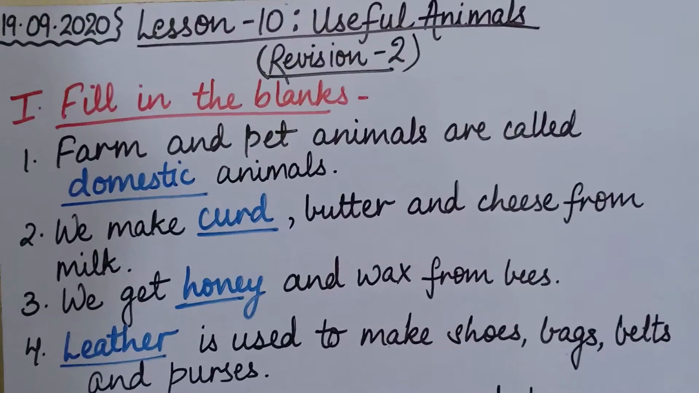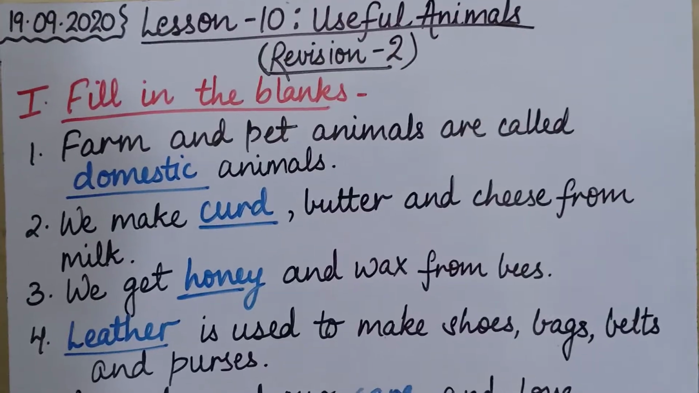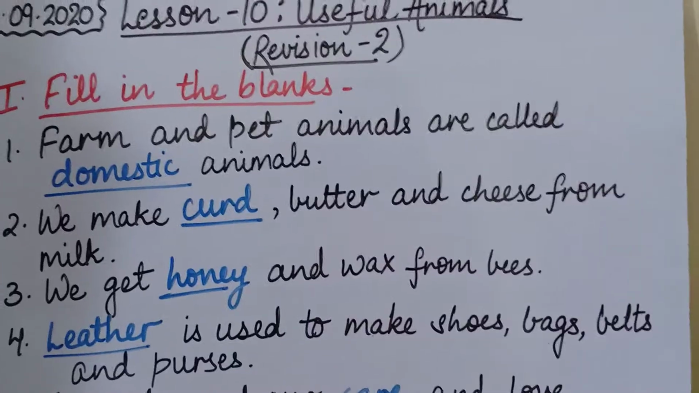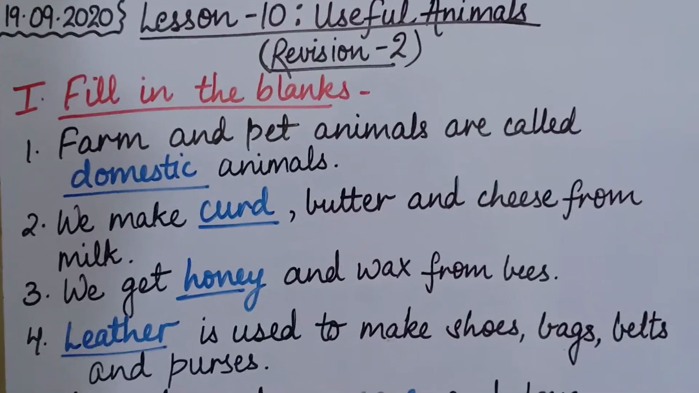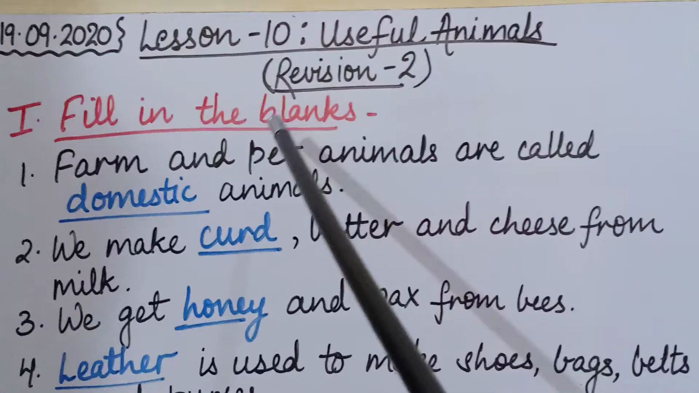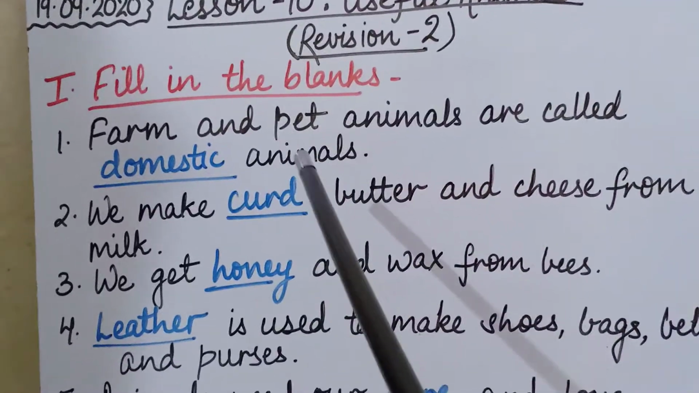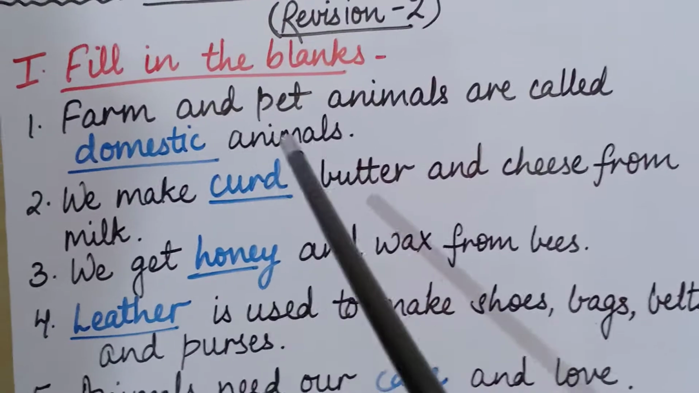So starting with chapter number 10, revision number 2. Today we are going to do revision 2 of this chapter, and in your revision copies you will write down today's date. Then you will give the heading, and next heading you will give revision 2 and number 1, fill in the blanks. Now the first fill in the blank is: farm and pet animals are called dash animals.